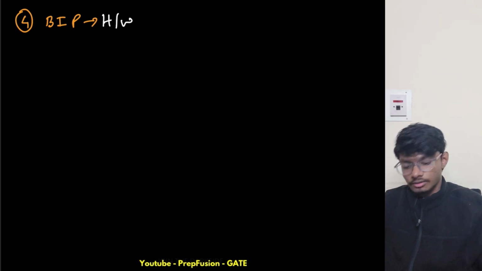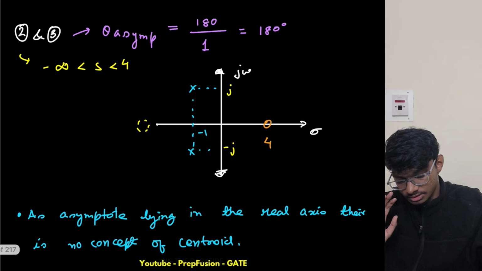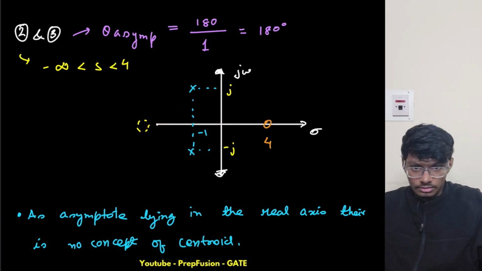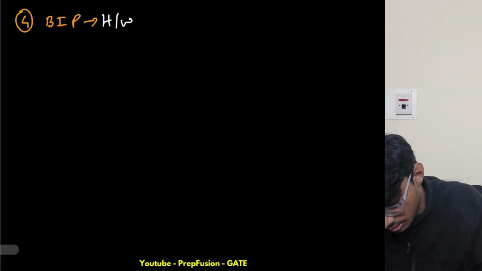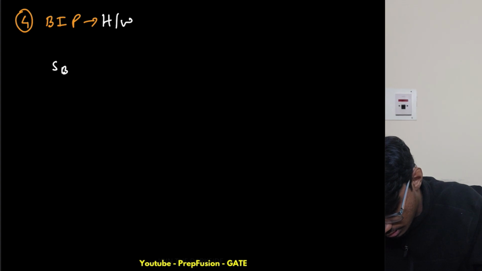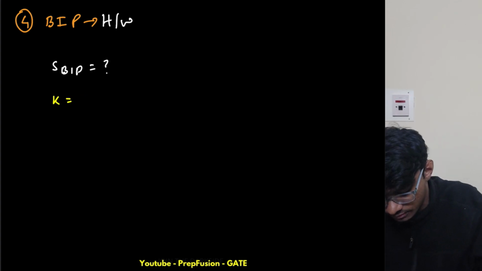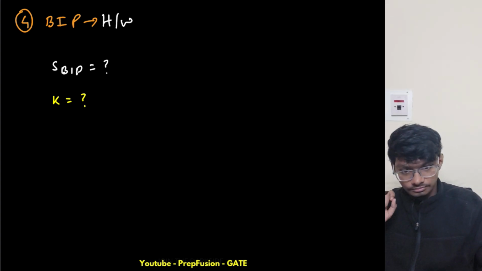The break-in point will lie somewhere near about here only, near about this point. The locus will come like this one, and then they will diverge. First they will converge, then they will diverge. Also find the value of k at the break-in point. What is the value of k itself? So these two you have to find out.